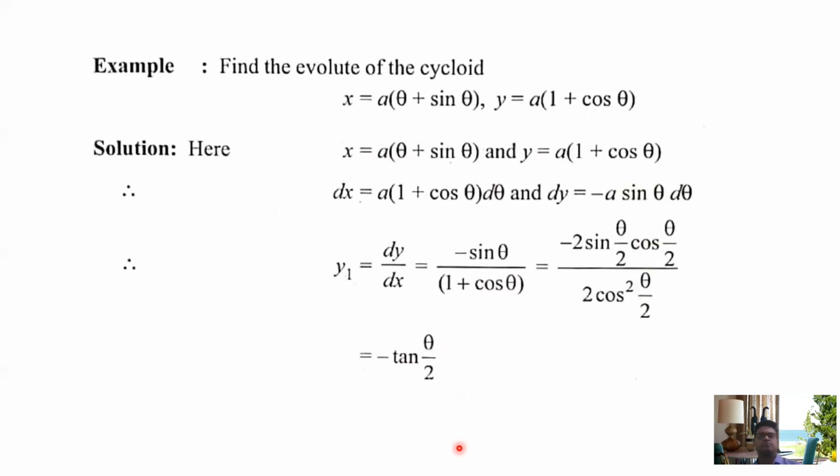Next, this is also another very good question. Find the evolute of the cycloid. This is also a very good example. x is equal to a into theta plus sine theta, y is equal to a into 1 plus cos theta. So, solution here.